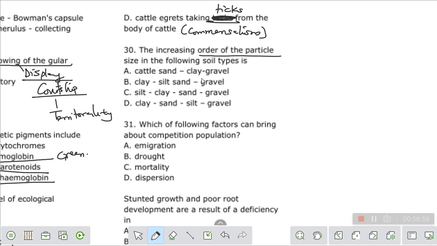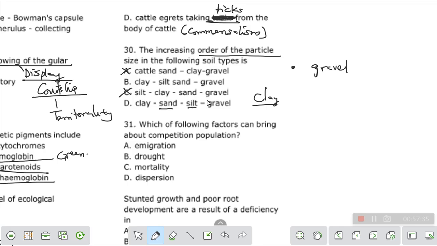They said the increasing order of the size. Is it that we are going to have sand before the silt? Now what is the meaning of silt? That's what you have to know. Silt is just like a dust, right? It's larger than clay, but it is smaller than sand. So after clay we have silt, then after silt we have sand, then after sand we have gravel. So that would be our answer, option B. I think you get what I'm saying. Silt is like dust.